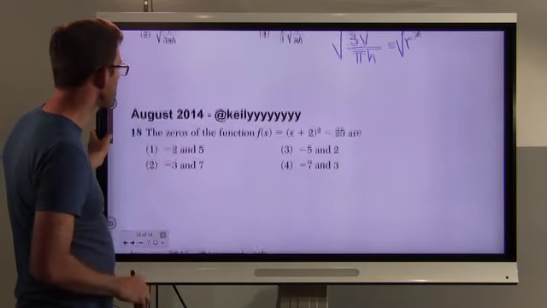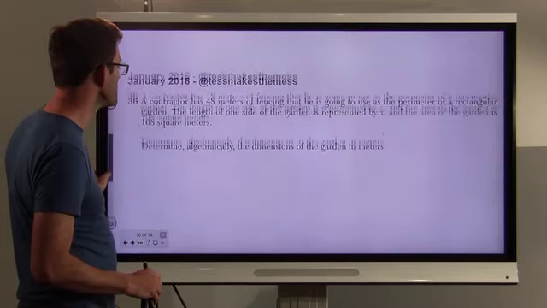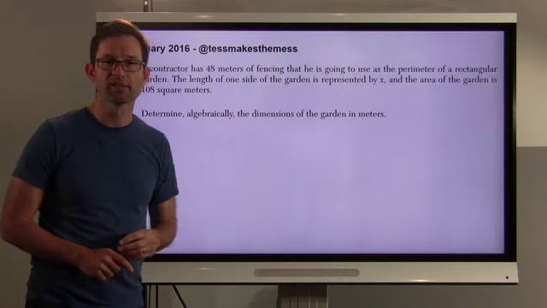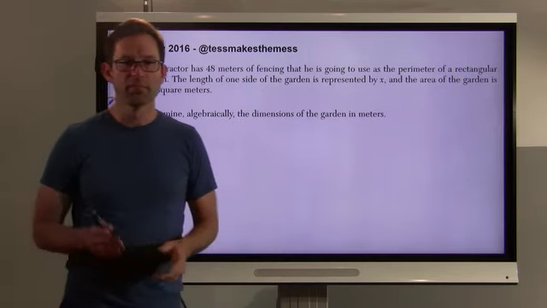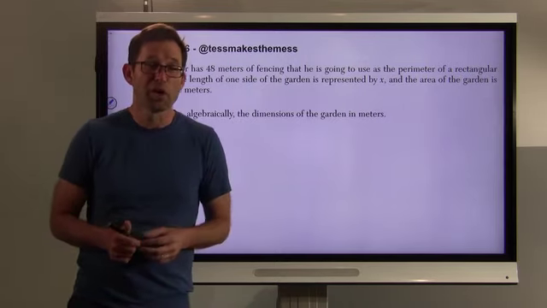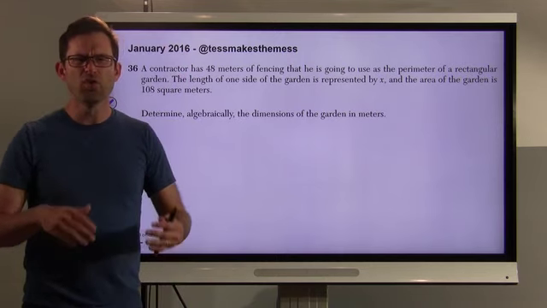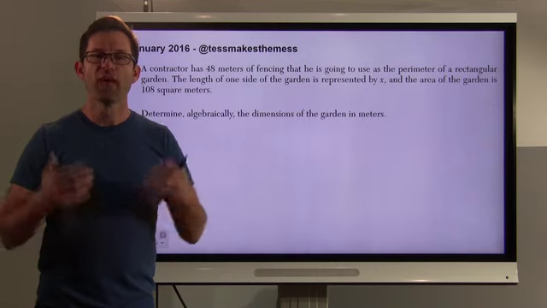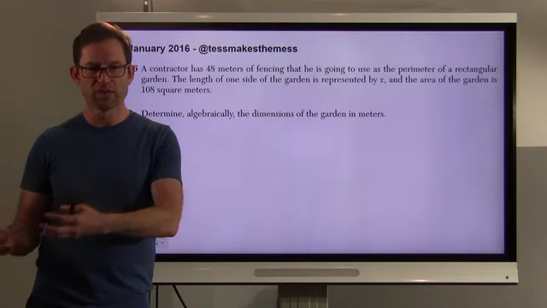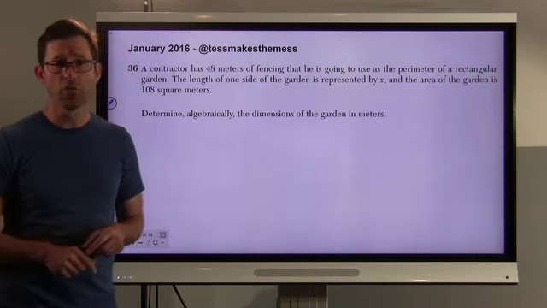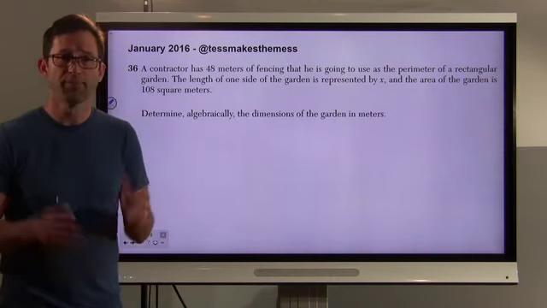No offense, Kylie, but I'm going to move on just a little bit, because there were a lot of people, including at Tess Makes the Mess, or Tess Makes Themes, I'm not sure which, but either way, there were a lot of people that wanted me to do some kind of a quadratic problem that involved a word problem and dimensions of rectangles and things like that. This is a relatively easy one, but let's go through it, and we'll come back to a harder one if we have time.